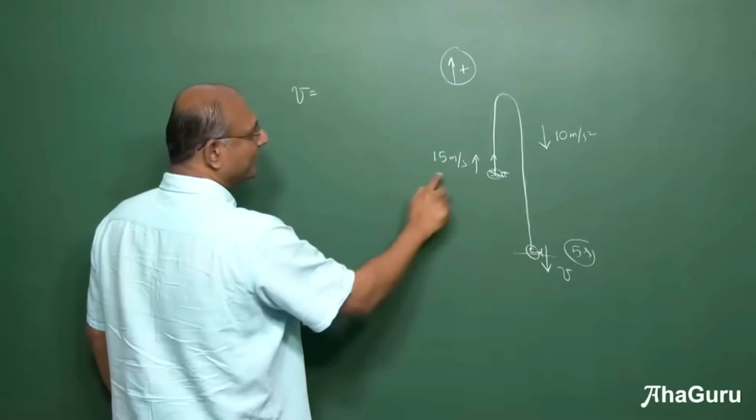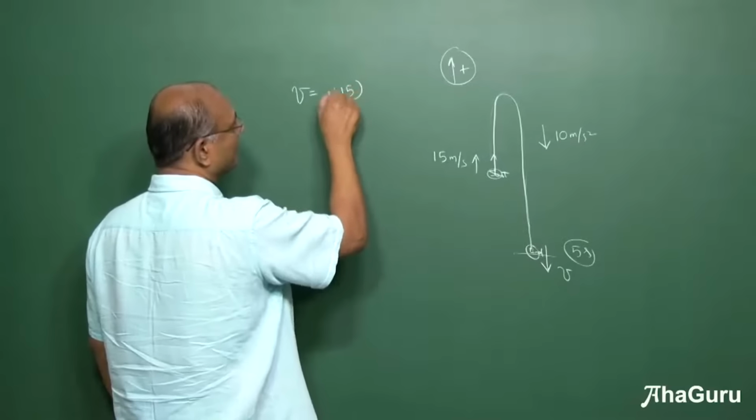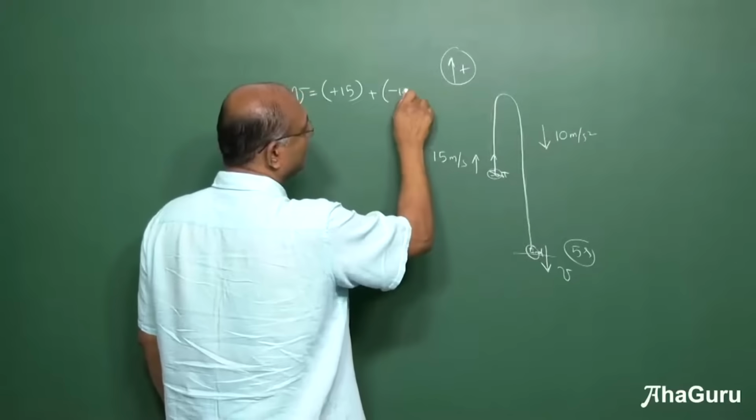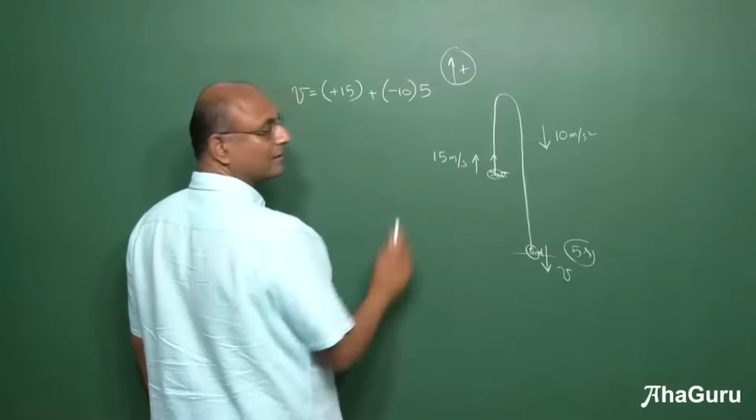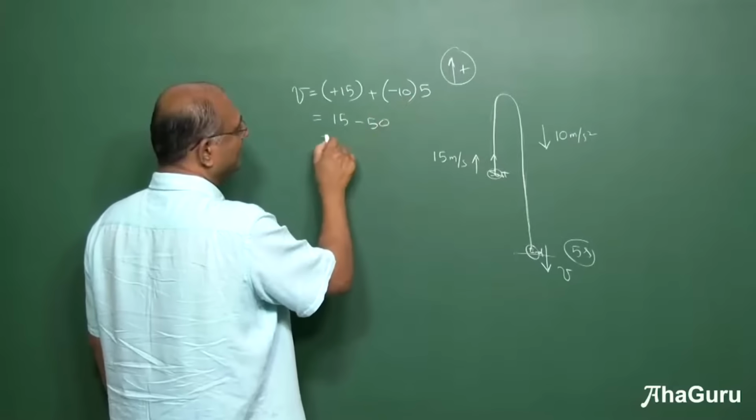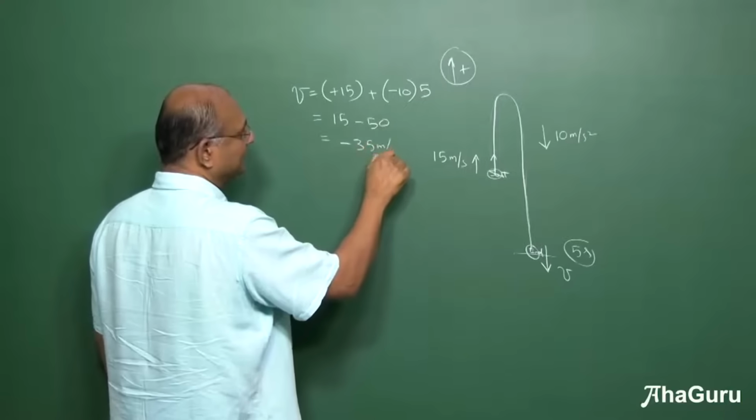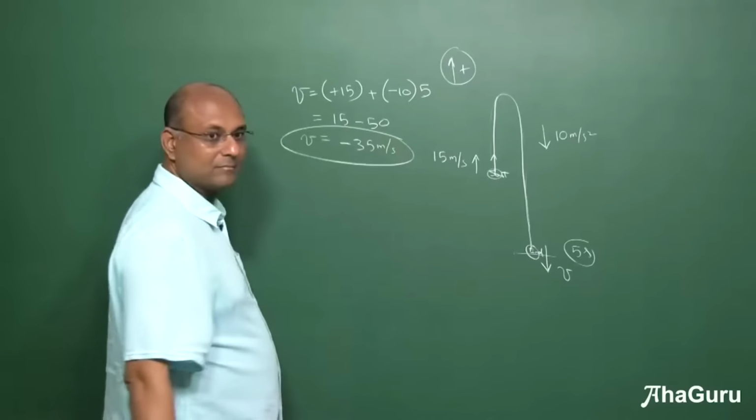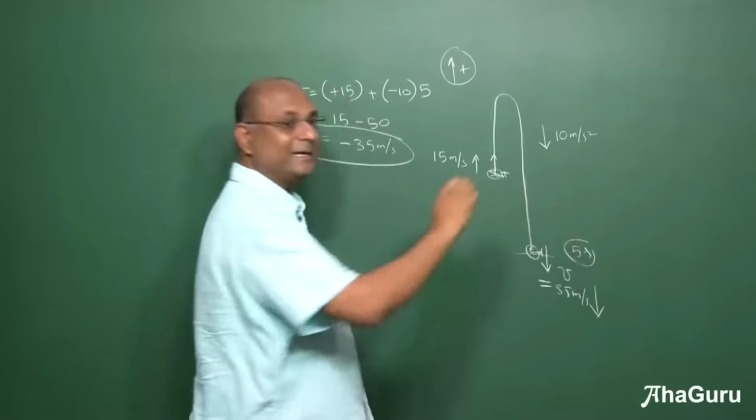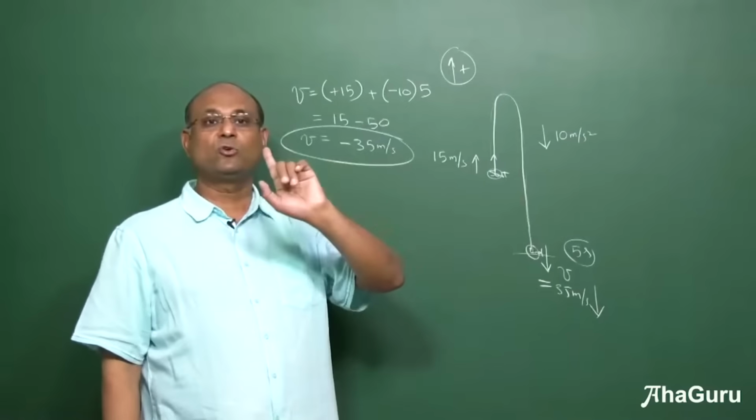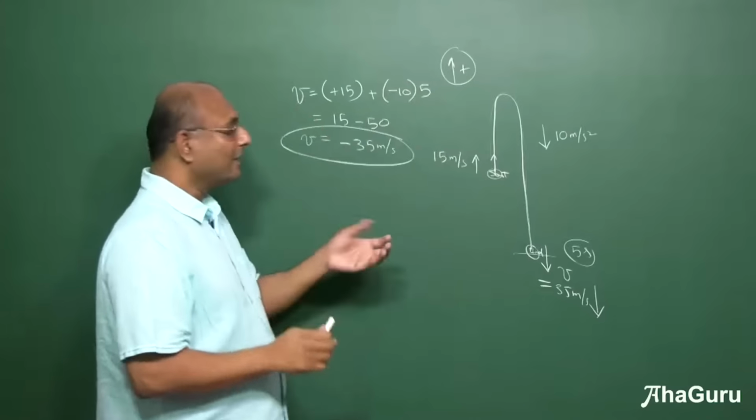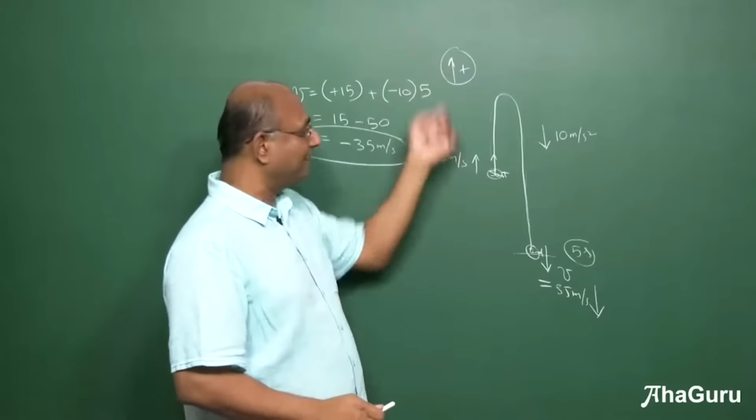Let us calculate. V must be U plus A into T. 15 minus 50, minus 35 meters per second. So this speed here is 35 meters per second in the downward direction. Up is positive, so you get minus 35. But this plus minus is what we choose. If I throw the ball, whether I call up plus or down plus, it anyway goes like that.